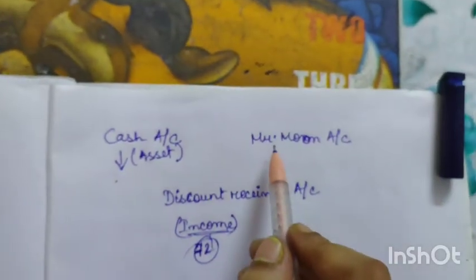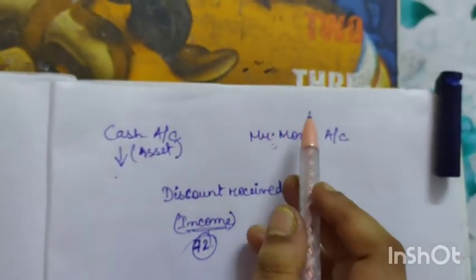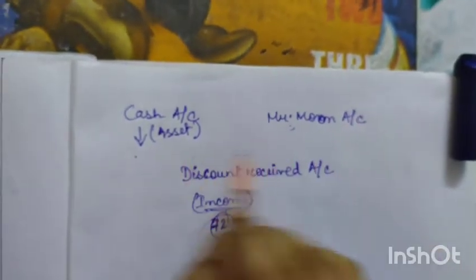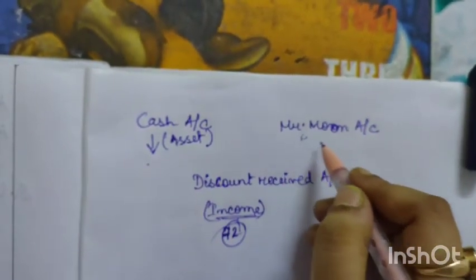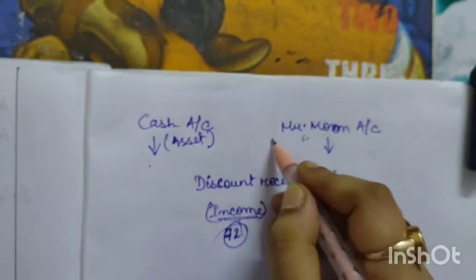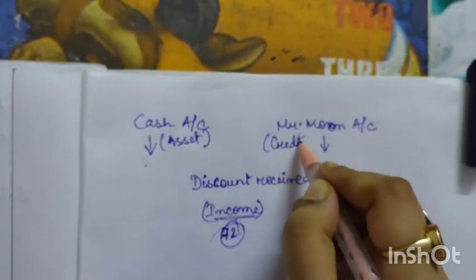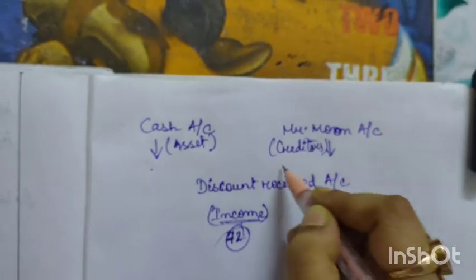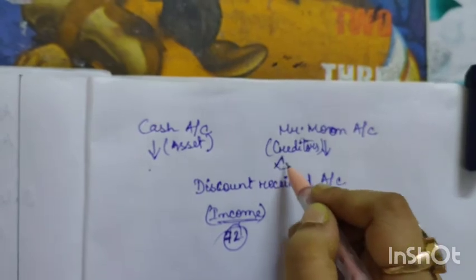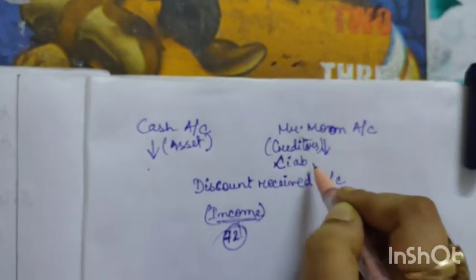And as we will pay Mr. Moon, from his balance we will deduct the amount, so his balance will go down. And who was Mr. Moon for us? Creditors. Okay, and creditor comes under the category of liabilities.